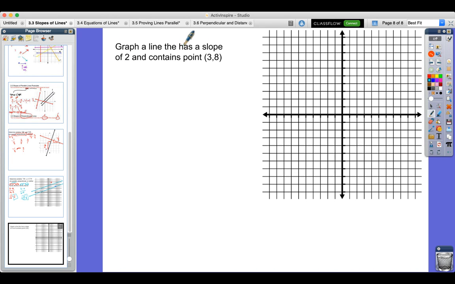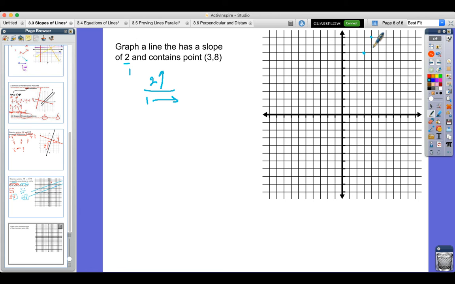The same thing here. Graph a line that has a slope of 2 and contains the point (3, 8). So it has a slope of 2. So (3, 8) is what matters. We start at 3. 1, 2, 3, and 8. 1, 2, 3, 4, 5, 6, 7, 8. Now it has a slope of 2. That means from this point, I'll go up 2 over 1, and then over 1. So up 2, over 1.